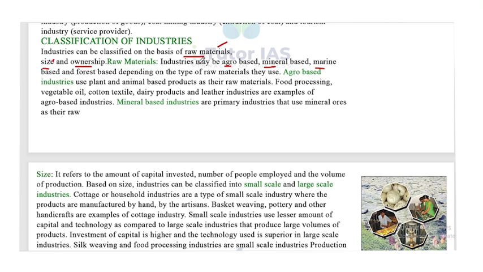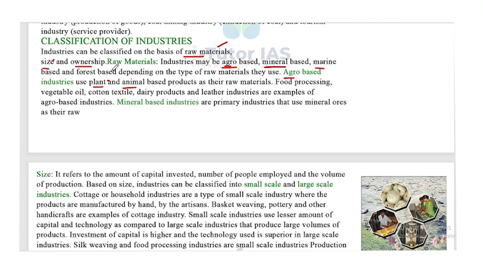Now, the industries may be agro-based, mineral-based and marine-based, depending on the raw materials. The first one is agro-based. They use plant and animal-based products as their raw material. Food processing, vegetable oil, cotton textiles, dairy products and leather industries are examples of agro-based industries.